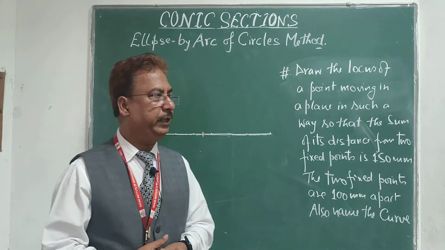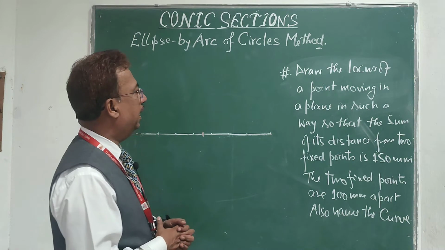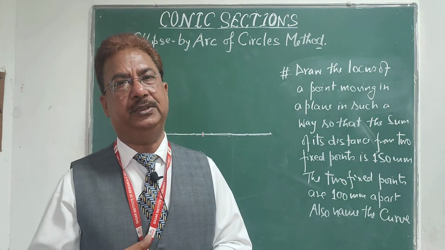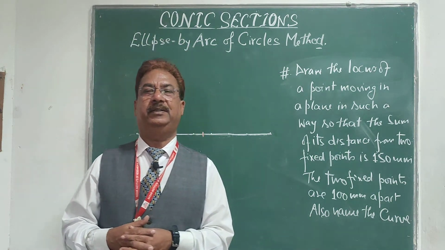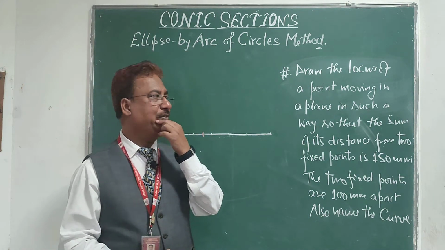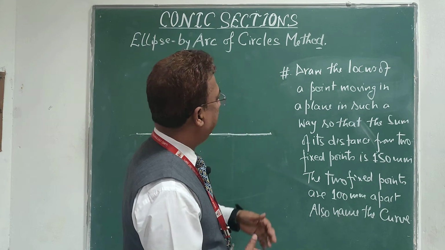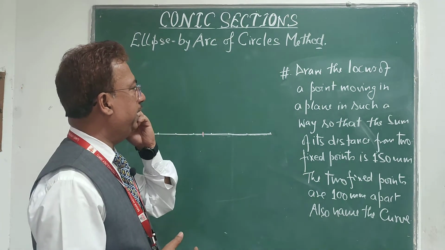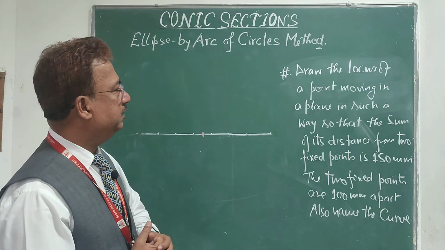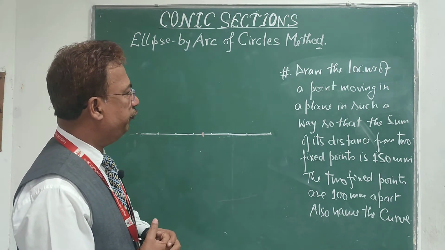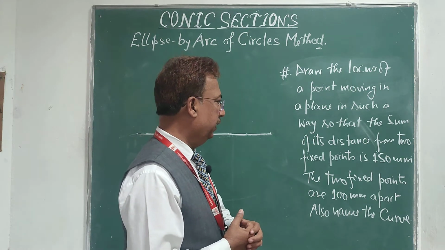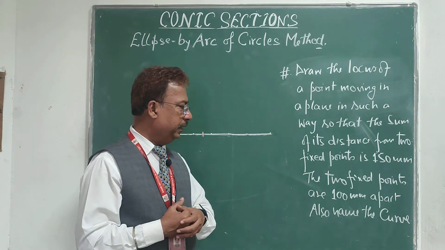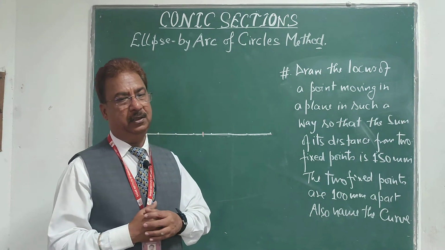So today I am going to use the arc of circle method, in which I am going to use this definition, or you can say this concept. I have taken a simple problem. The problem is: draw the locus of a point moving in a plane in such a way that the sum of its distances from two fixed points is 150 mm, while the two fixed points are 100 mm apart, and also name the curve.